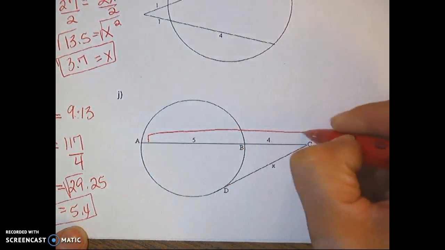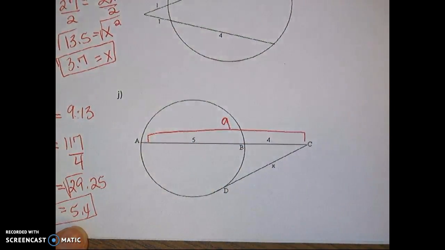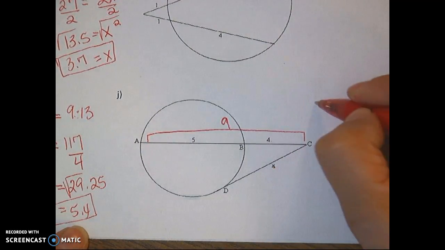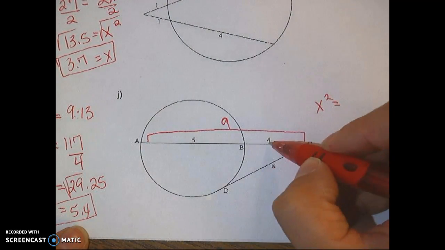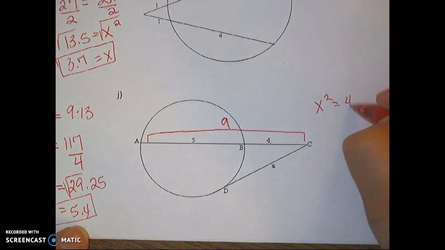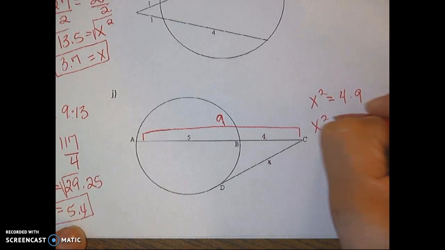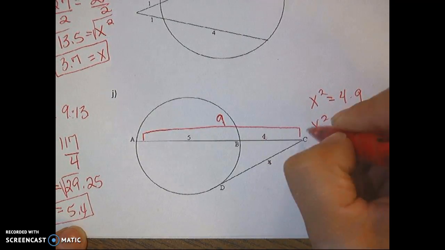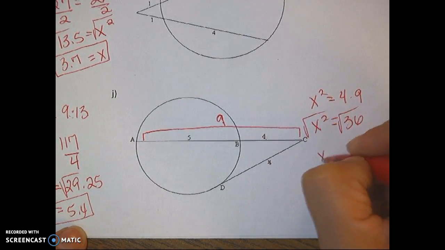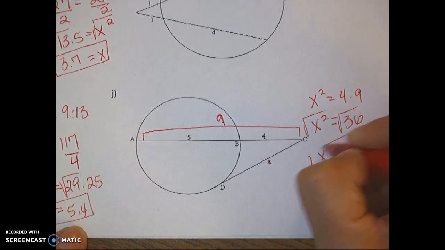So the whole secant segment is 9. 5 plus 4 is 9. The tangent squared, x squared, equals 4 times 9. External times the whole secant segment. 4 times 9 is 36. Then we take the square root of that. You get x equals 6.